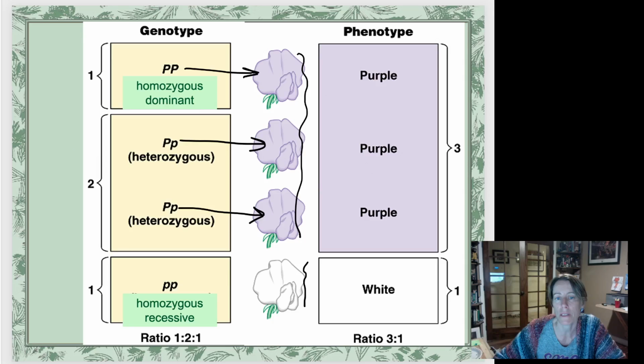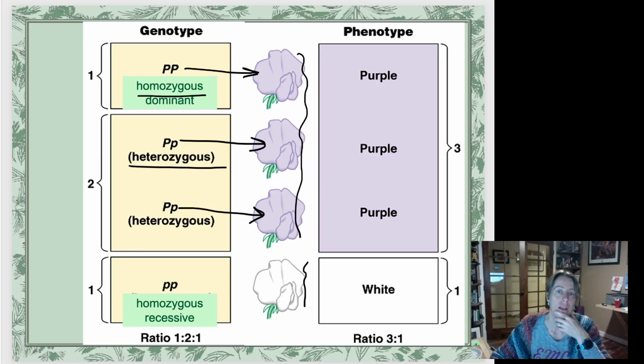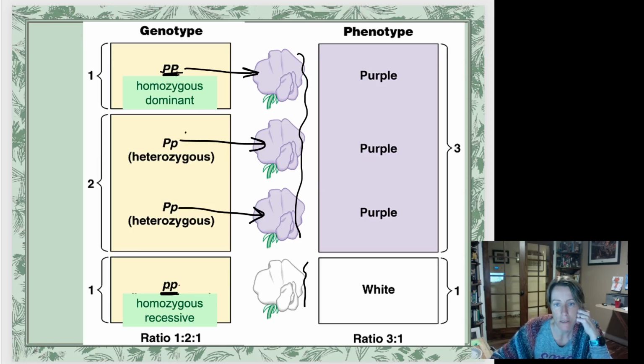So the first terms are homozygous and heterozygous. All right, so homo means the same. So if both your alleles are the same, you are homozygous. So this is a homozygous situation, and this is a homozygous situation because this is both the same, big P, and this is both the same, little p, little p. Heterozygous means that the two alleles that you have are different. And here you can see big P, little p, they're not the same, they're different alleles.